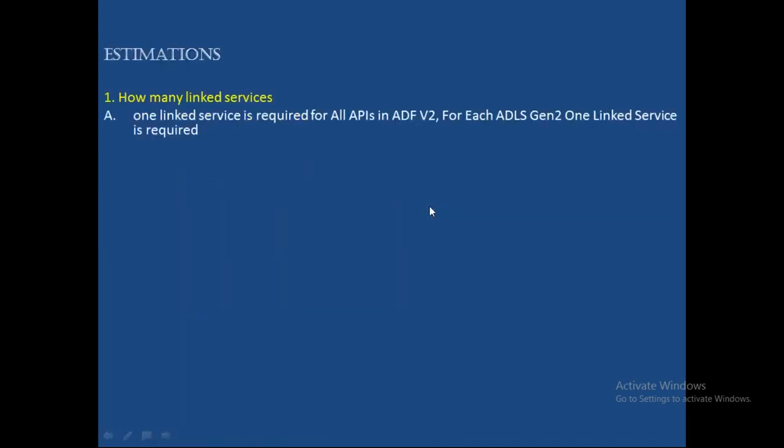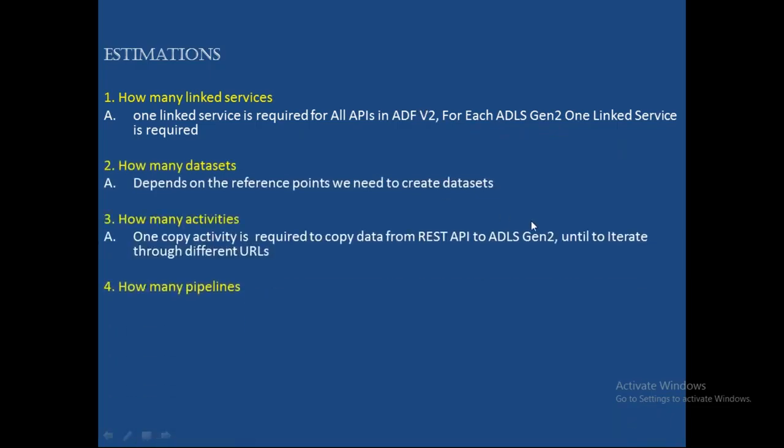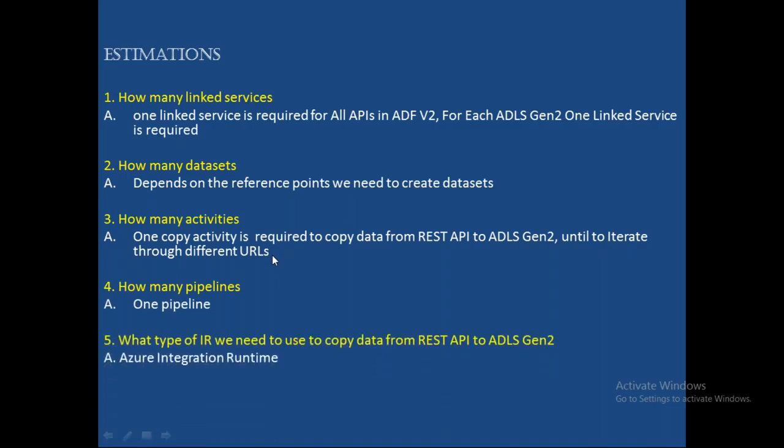Okay, we'll see that. Next, estimations: we know how many linked services we need. One linked service is required for all APIs in ADF v2, and one linked service for ADL Gen 2. Data sets we need depend on reference points. Activities: we need one copy activity to copy data from REST API to ADL Gen 2, and an Until activity to iterate through different URLs. One pipeline I will use. And what type of IR do we need to use? Basically, we can use Azure integration runtime or self-hosted IR.